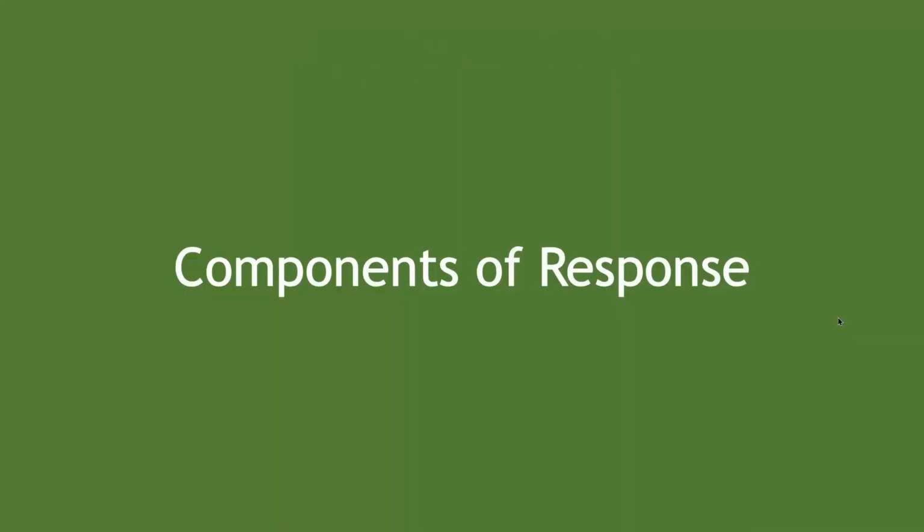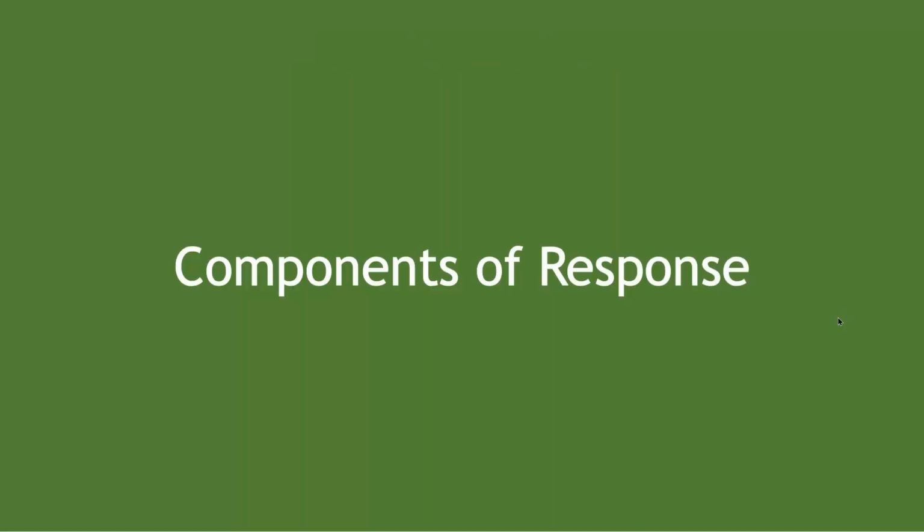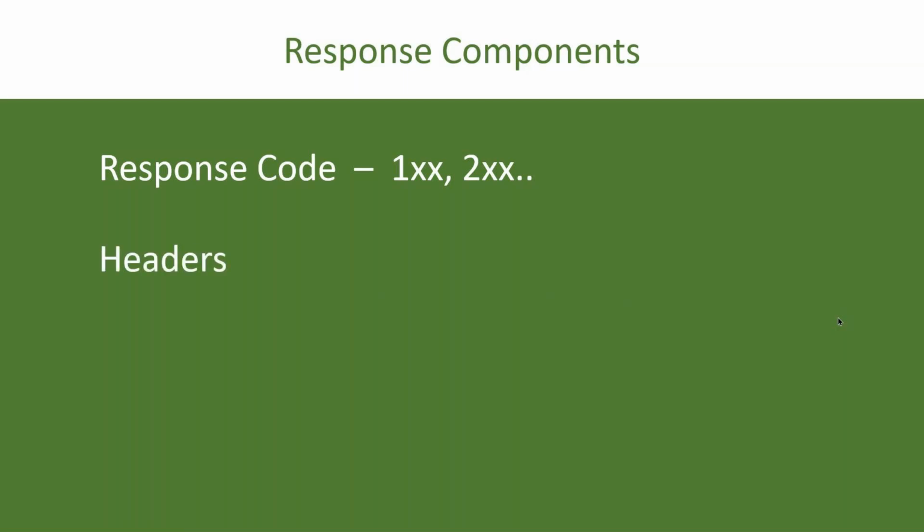So like how we saw there are request components, similarly we also have response components that we will see shortly. The first is the response code, which can also be called the HTTP status code. This will go like 100 series, 200 series, 300, 400, and 500. We will discuss in detail what this response code means and how we can infer from it. And there are headers associated with the response side as well. And there is the body.